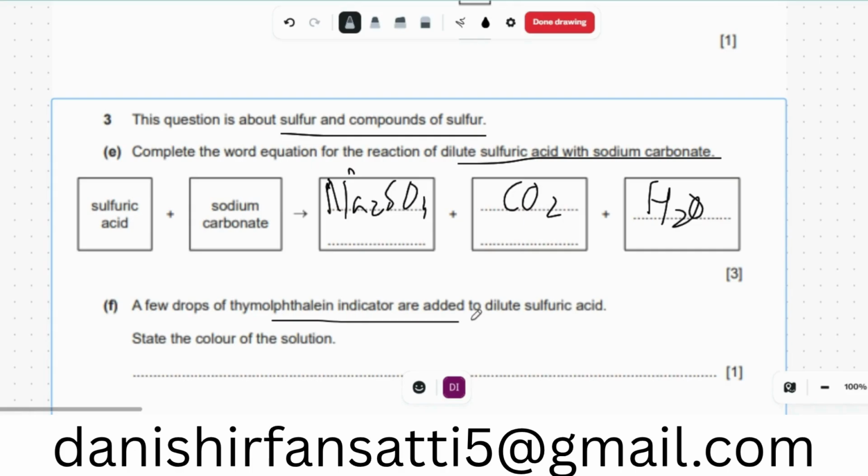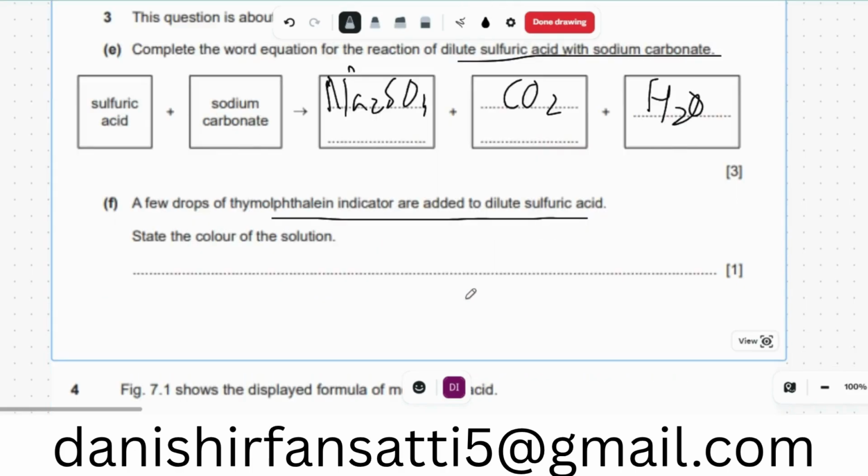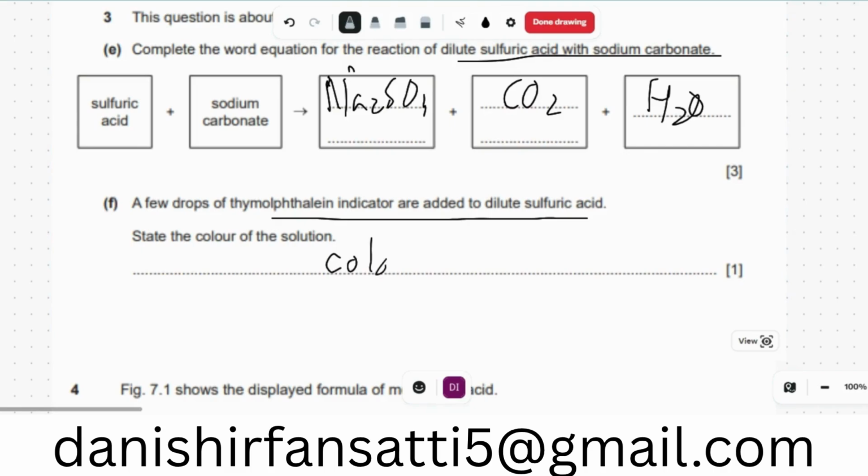A few drops of indicator are added to dilute sulfuric acid. State the color of the solution. It is colorless. You have to remember those things. You can also see our lectures that will help you a lot.